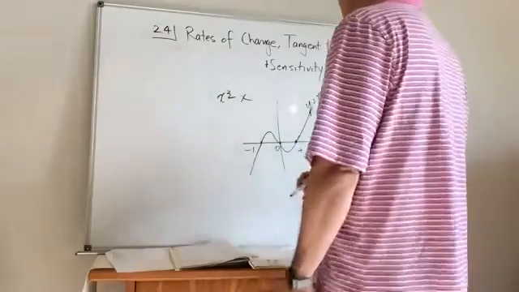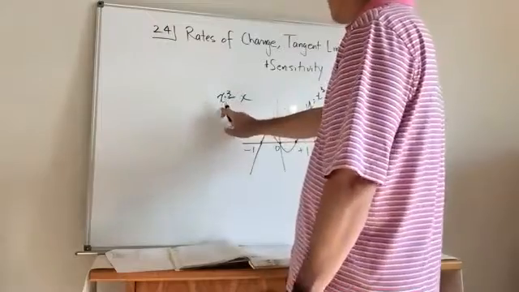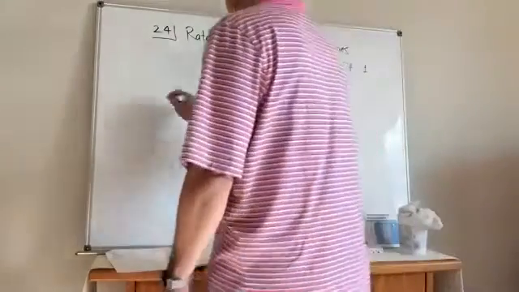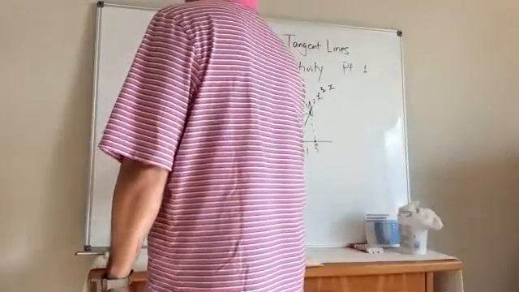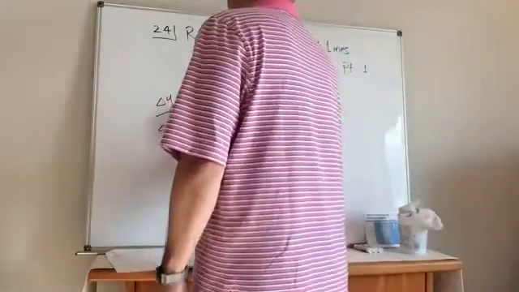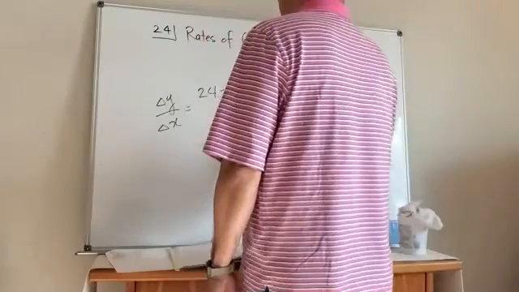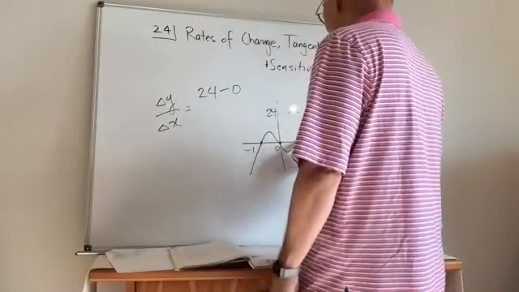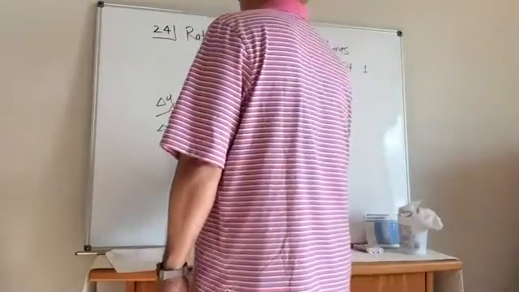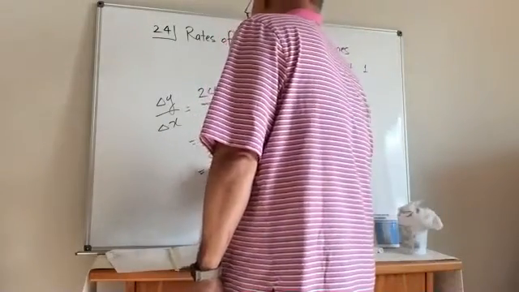All you do is you find out what the value is for 3. If you put 3 in here, you're going to get 27 minus 3, so it's going to be 24. So the average rate of change is nothing more than delta y over delta x, right? Delta y is going to be 24 minus 0, and delta x is from 1 to 3. So it's going to be 24 over 2, which is 12.